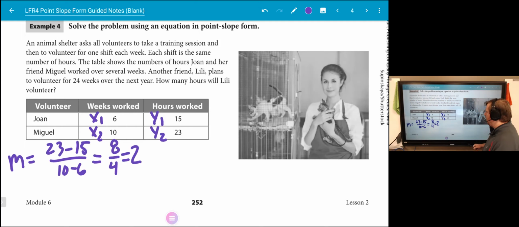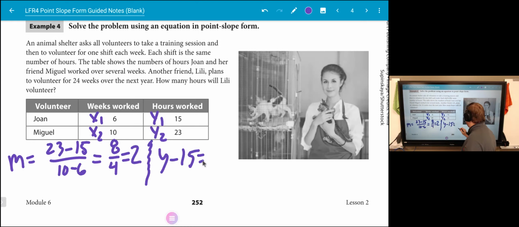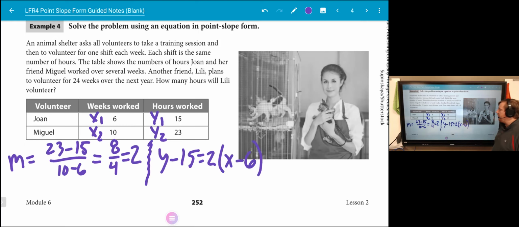So what we're going to do right now is write one of the equations. Pick one of the points. I'm going to pick Joan's point. And Joan would give me y minus 15 equals m, which is 2, times x minus 6. This is if I use Joan. If I use Miguel's, this would be y minus 23 equals 2 times x minus 10. They're both going to come out the same. So we've got our point slope form. We've got our part 1. That's right in there.